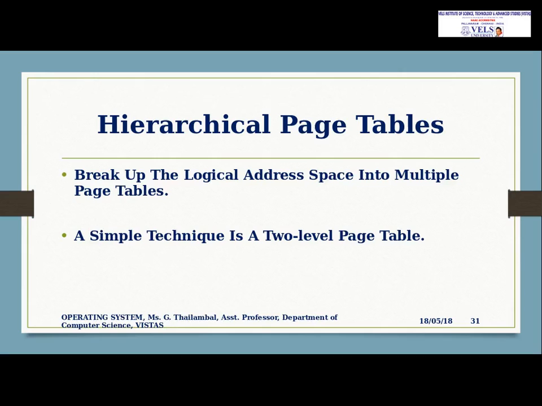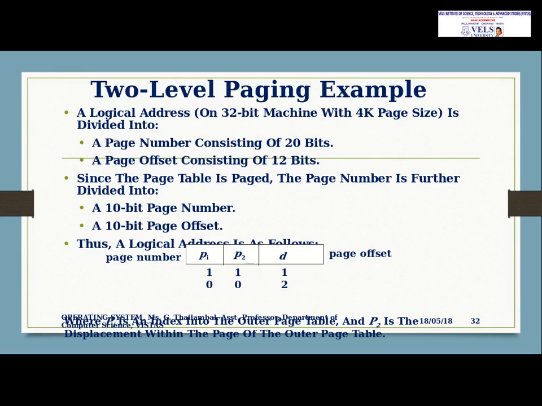So we will see what a hierarchical page table is. The logical address space of the page table will be divided into multiple page tables. The simplest is 2 level. You can also have 3 level, 4 level, multiple levels of page tables. So we will see that one by one. In 2-level paging, you have addresses P1, P2, and D is the displacement, that is the page offset. So you can see a 10-bit page number and a 10-bit page offset.